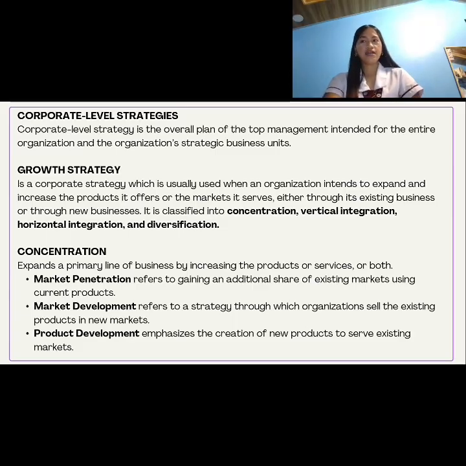Growth strategy is a corporate strategy which is usually used when an organization intends to expand and increase the products it offers or the market it serves, either through its existing business or through new businesses. It is classified into concentration, vertical integration, horizontal integration, and diversification. Concentration expands the primary line of business by increasing the products or services, or both.